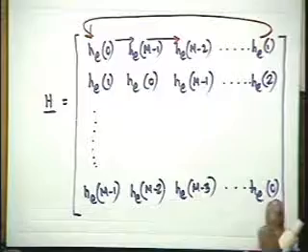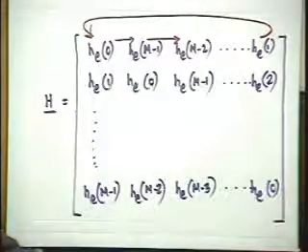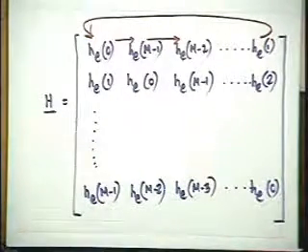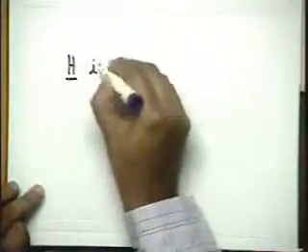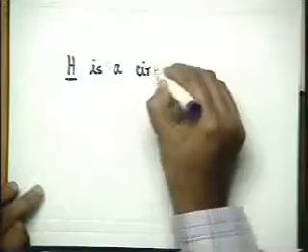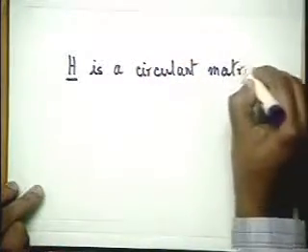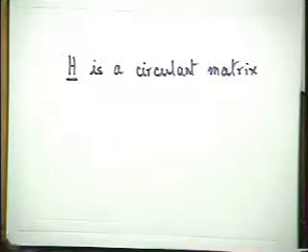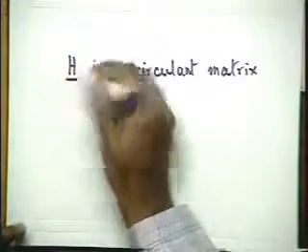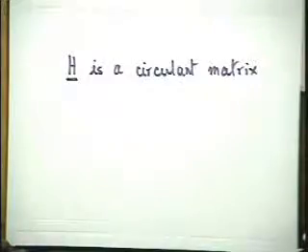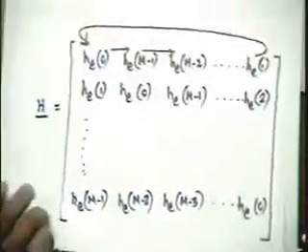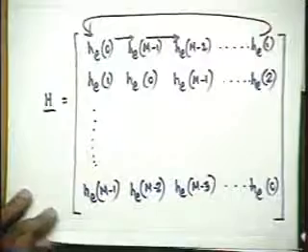Okay? So, do you know what this matrix is called? This is called the circulant matrix. Very good. So, capital H is a circulant matrix. Alright? So, this is the composition of the circulant matrix for one-dimensional signals.